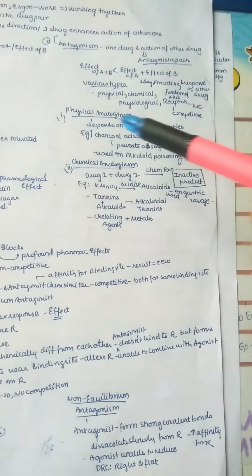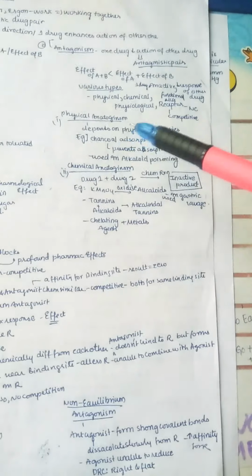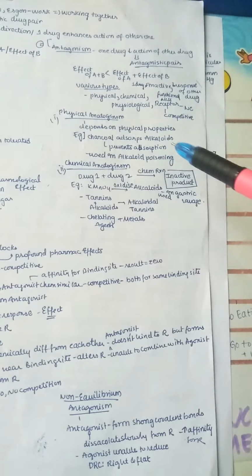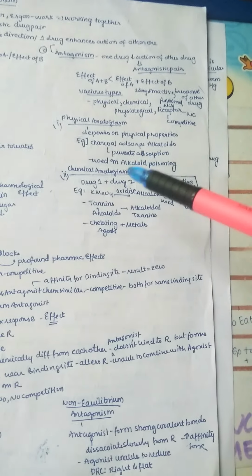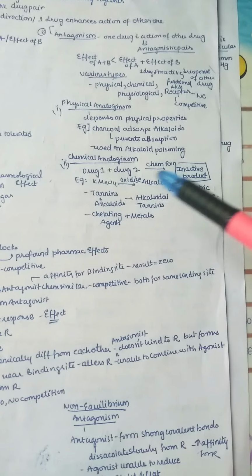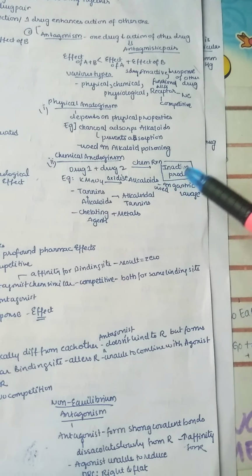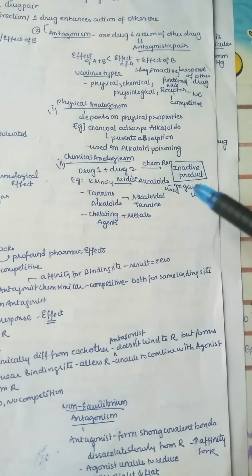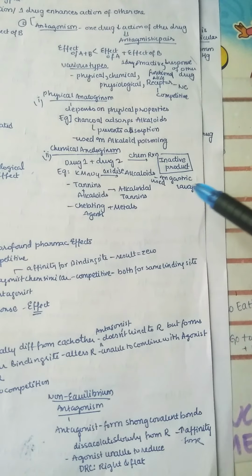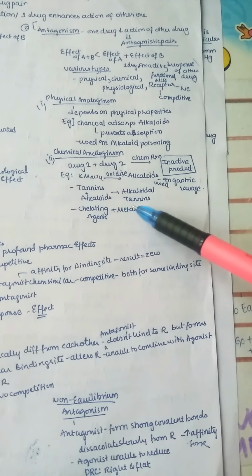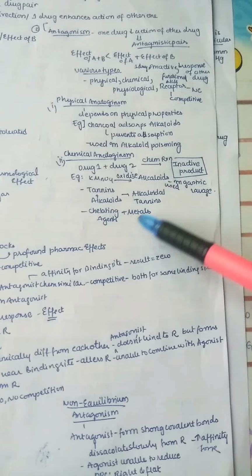Let us see the first type, physical antagonism. Here it depends mainly on physical properties. For example, charcoal adsorbs alkaloids and prevents their absorption, so it is used mainly in alkaloid poisoning. Next, chemical antagonism: drug 1 combines with drug 2 to undergo a chemical reaction and form an inactive product, like KMnO4, which oxidizes alkaloids and is used in gastric lavage; tannins with alkaloids; and chelating agents along with metals.